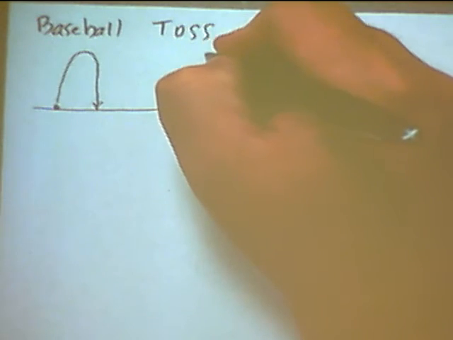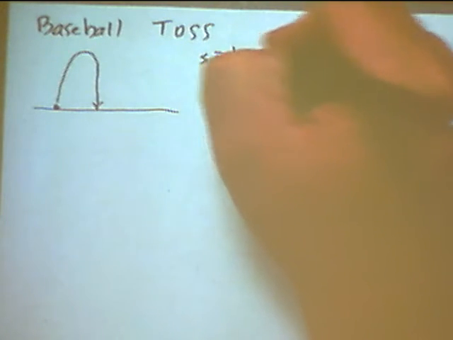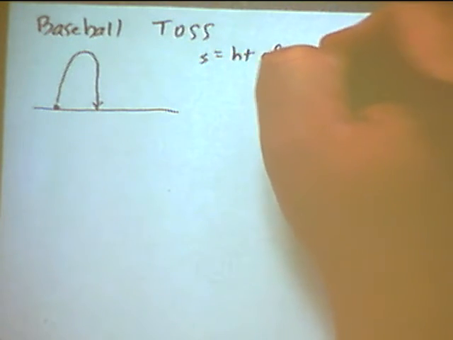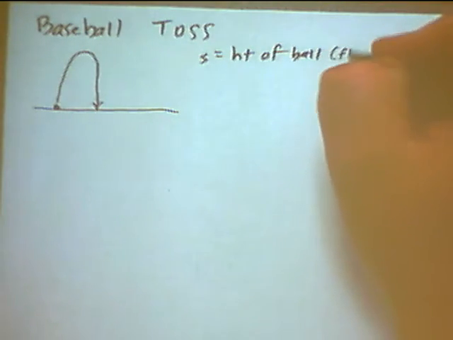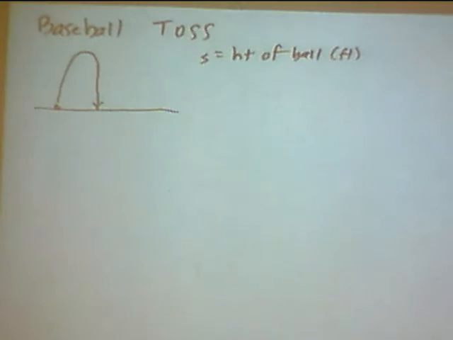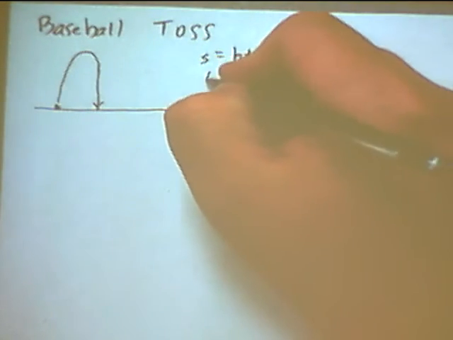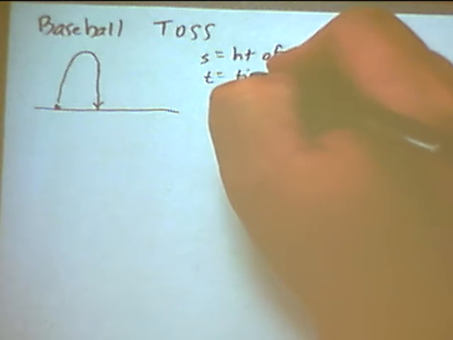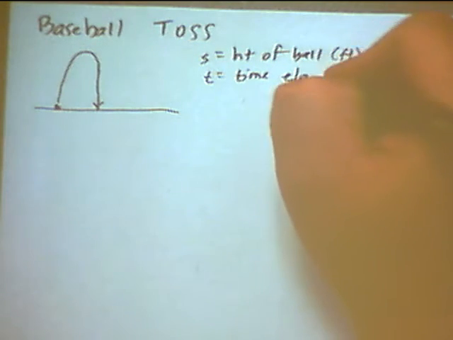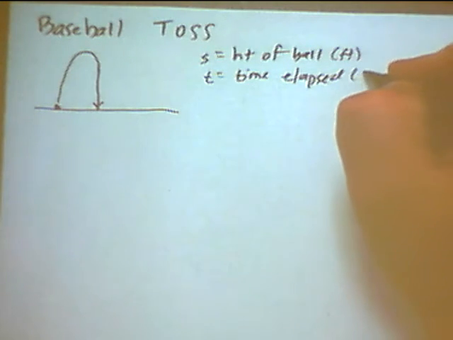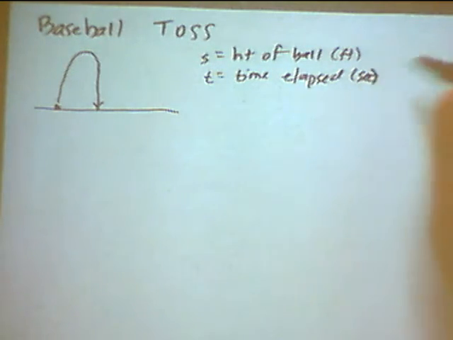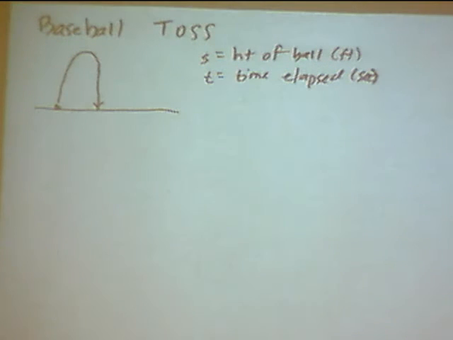So let me write it here. S equals the height of the ball in the air, and that's going to be in feet. And then t is the time elapsed, and that's going to be in seconds. All right, so that is what we have going on here.